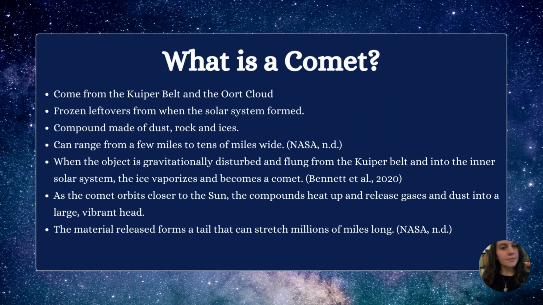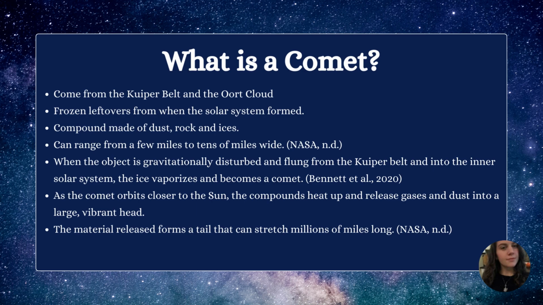To start off our presentation, we will be talking about what is a comet. So comets come from the Kuiper Belt and the Oort cloud, and they are just frozen leftovers from when the solar system first formed. They are compounds made of dust, rock, and ices, and they can range from a few miles to tens of miles wide. When the object is gravitationally disturbed and flung from the Kuiper belt and into the inner solar system, the ice vaporizes, and that's how it becomes a comet.